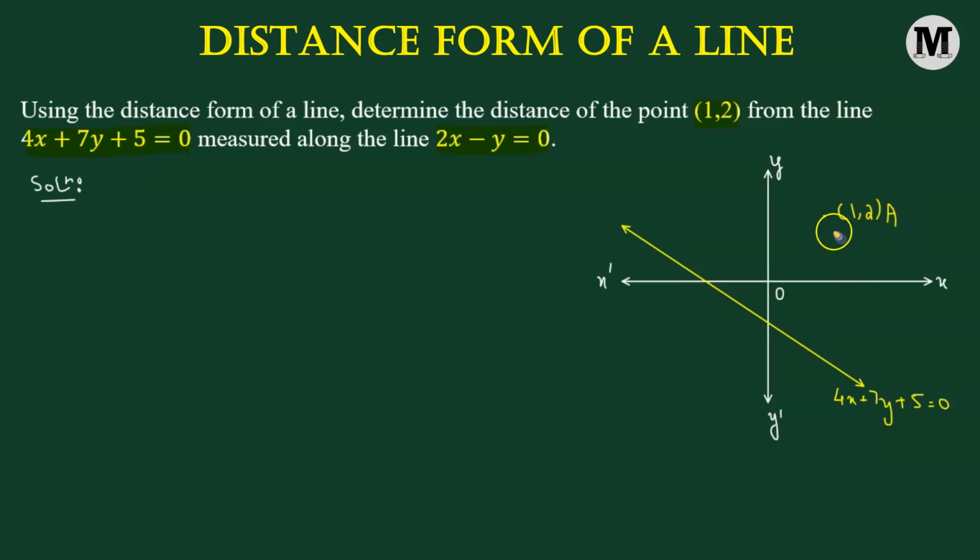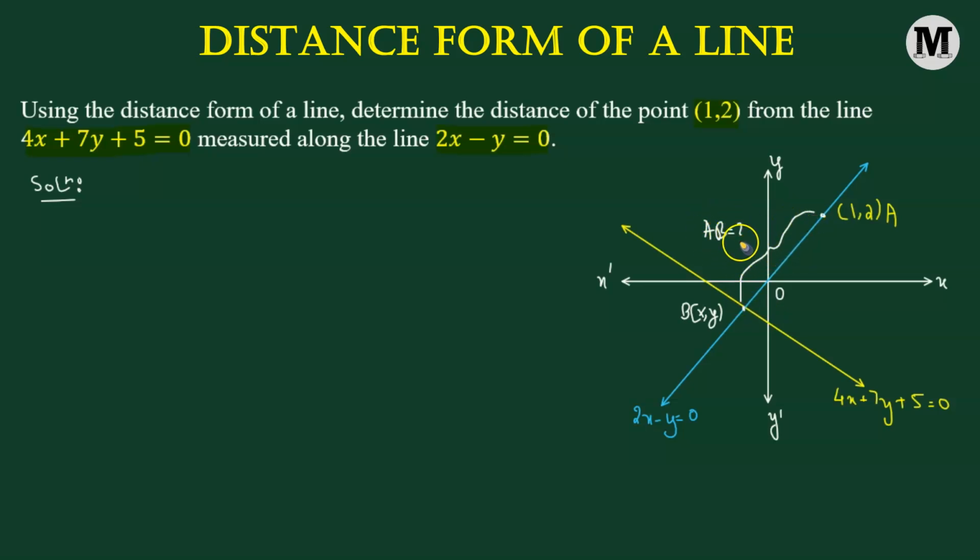Now we're going to consider another line with the equation 2x - y = 0. Clearly, this line passes through the origin and also through the point (1, 2). Let us suppose that this line intersects the line 4x + 7y + 5 = 0 at the point B. We're assuming that its coordinates are (x, y). The goal will be to determine the length AB. This is the distance of the point A from the line 4x + 7y + 5 = 0. So we need to find AB.